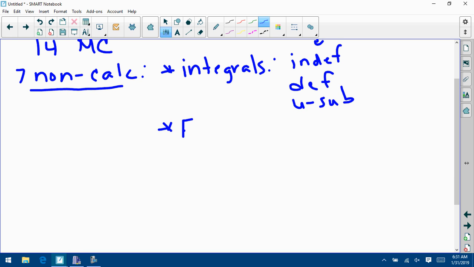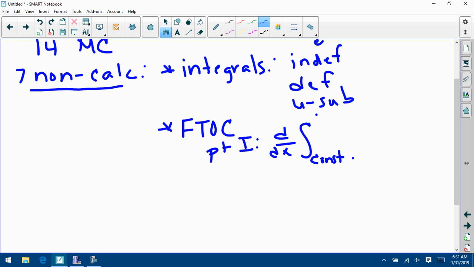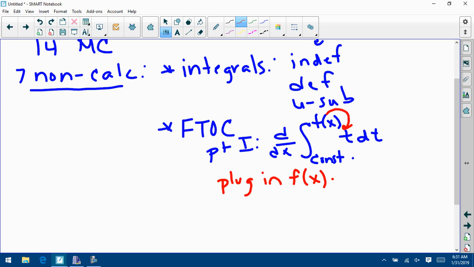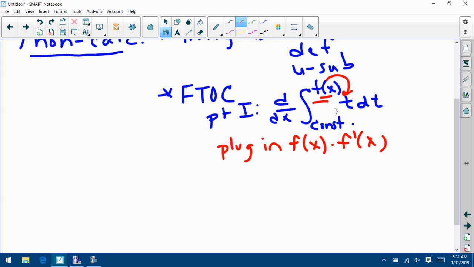Other thing on the non-calculator section, there's some fundamental theorem of calculus questions. Remember, there's two parts to that. Part one is when you're taking the derivative of an integral. So if you're taking the derivative of an integral with a constant down here to some x value or a function f of x up there, let's say it was just t dt, then remember what you do. You plug that function, maybe it's just x, maybe it's more than that, into whatever equation is in that integral. So plug in f of x. Then you have to multiply by the derivative of whatever's up top there too, because of chain rule.